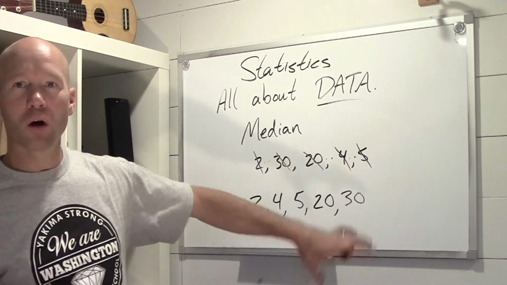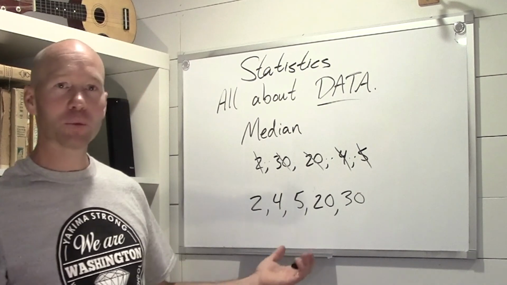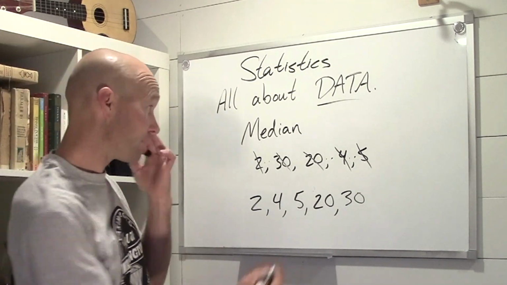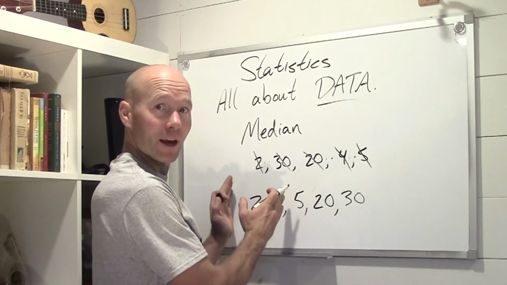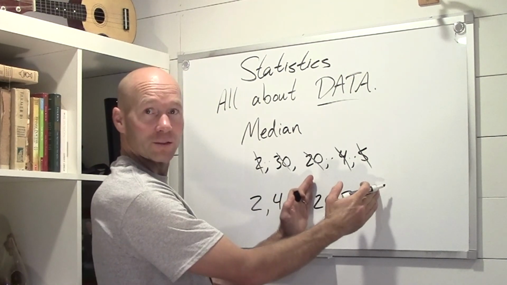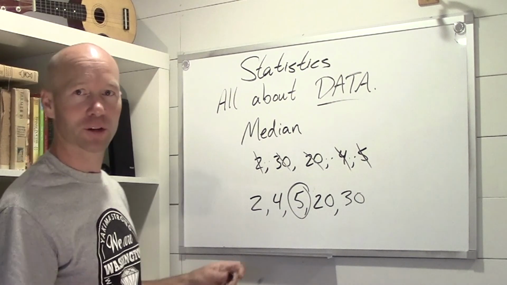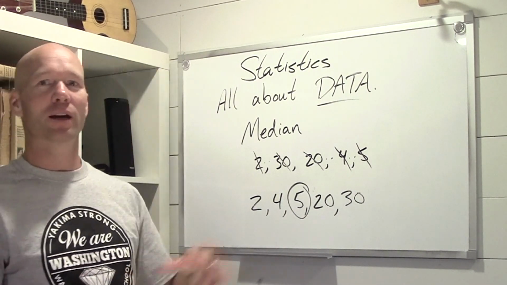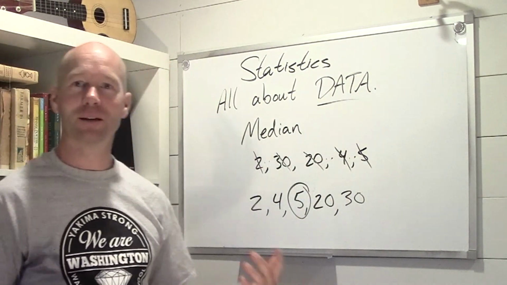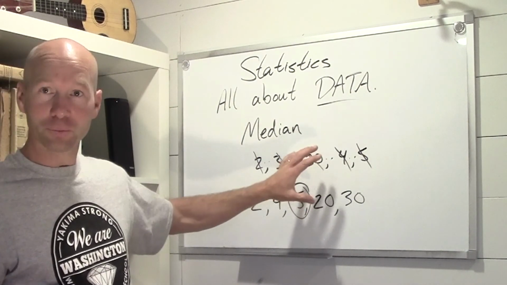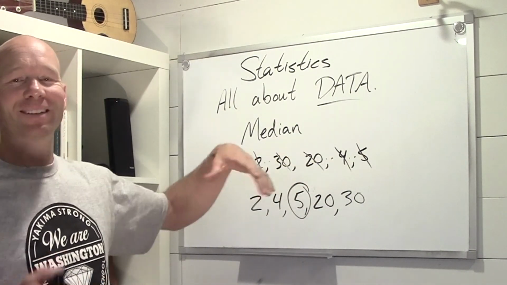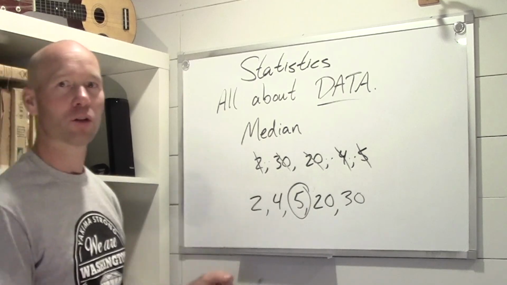So I put them all into order. And I find which one is the middle number. Well, there's 2 on the left side of 5 and 2 numbers on the right side of 5. So I know that 5 is the median, the middle number. That's another way to understand the plants in my garden. We've got 5 inches is kind of the middle number, the middle of all those plants that we measured.